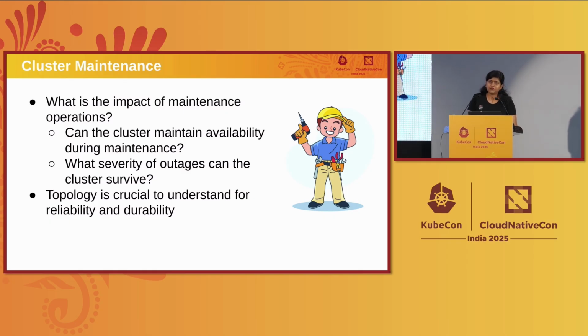So that's one scenario. The other is sometimes it's inevitable and there are some outages because of network or any other cases. So can the cluster survive those conditions? The answer is definitely yes. How? It is because of the topology awareness of Rook Ceph, and that is crucial to understand how Ceph survives the data and makes it reliable and durable.